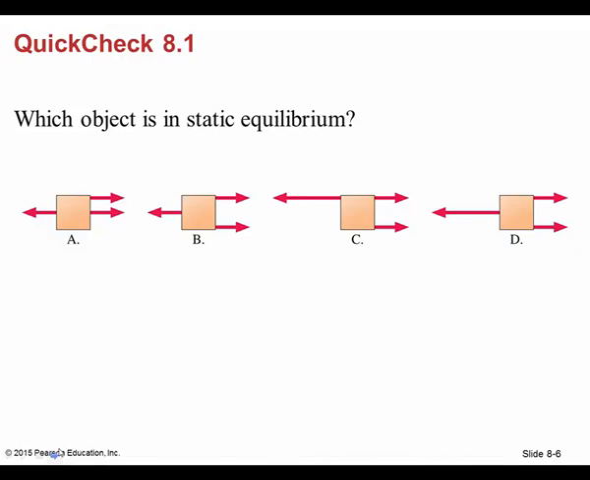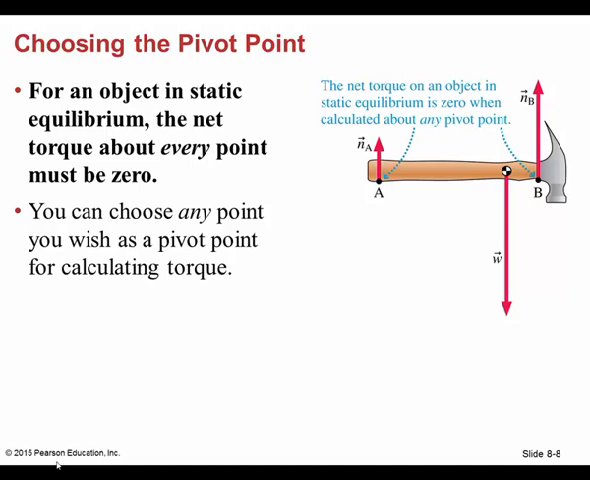Now, which object is at static equilibrium? Well, it'd have to be D. Notice these two forces are pulling to the right, and the vectors, if you add both of them up, will equal that one in the opposite direction. So it's at static equilibrium.